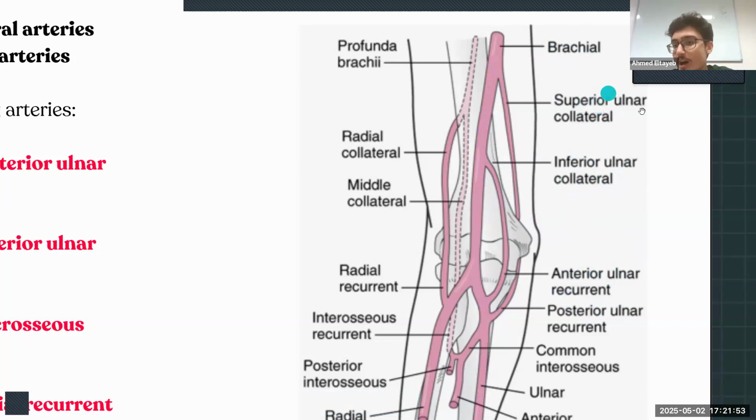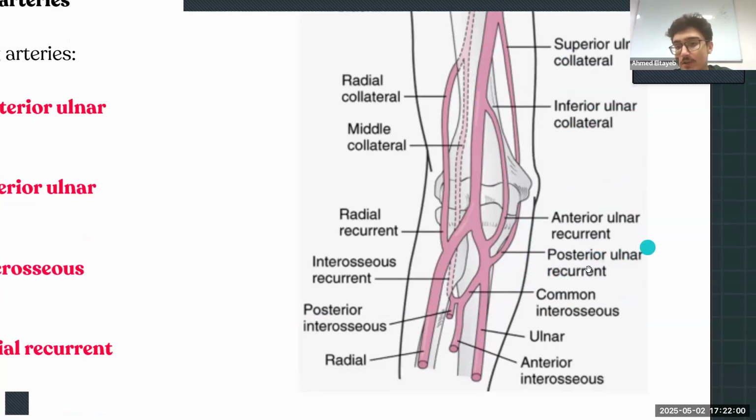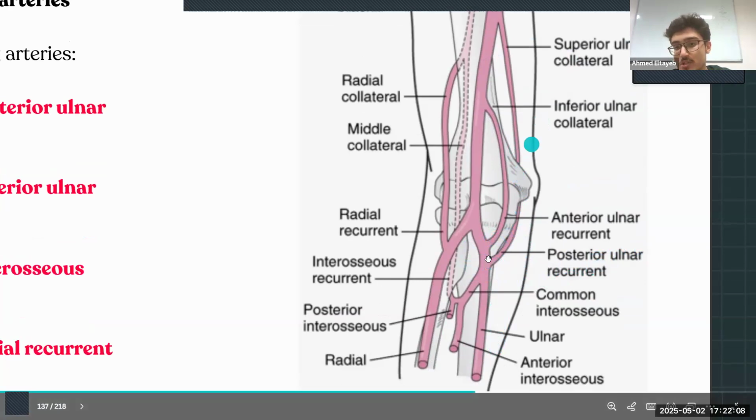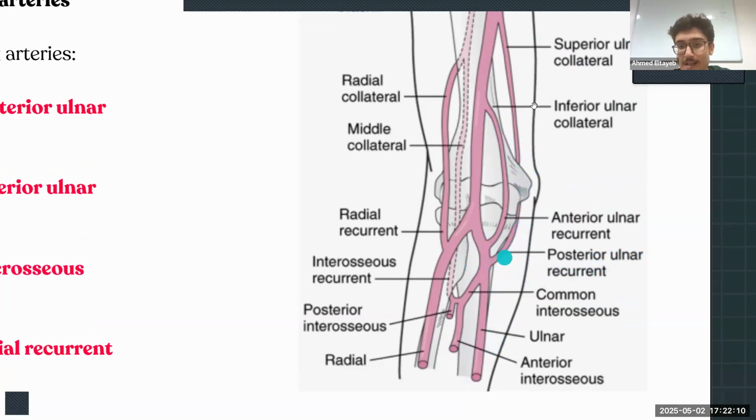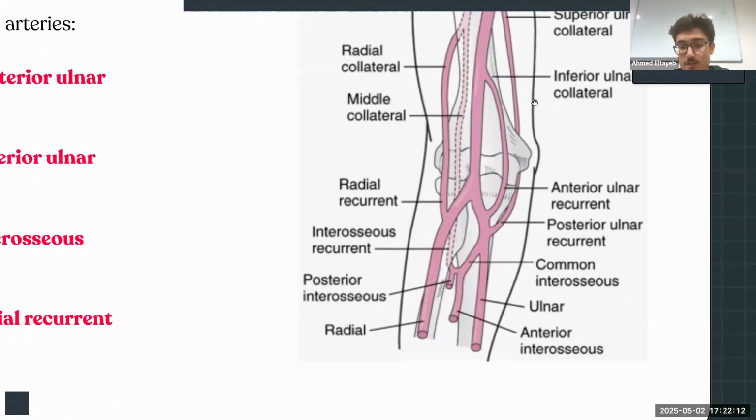What about the superior ulnar collateral that is coming from the brachial? This will anastomose with our posterior ulnar recurrent. You see the recurrence now? It's coming out of the ulna and it's going backwards. It's not going forwards. It's just going up. It's doing a U-turn back. And it's just connecting to make more connections.